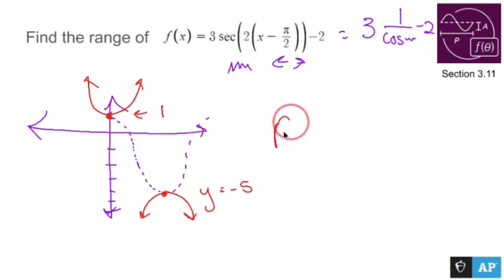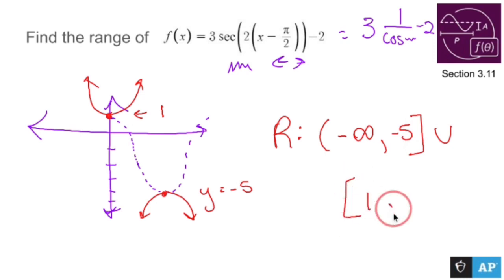So how do I write that out? My range is going to be negative infinity, not including negative infinity because you can't, to negative 5 and including it, union, and then from 1 to regular infinity. So that's my range without having to graph what secant really looks like, because who really wants to do that?